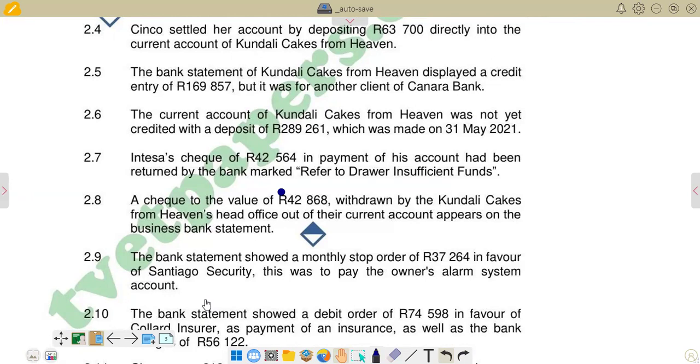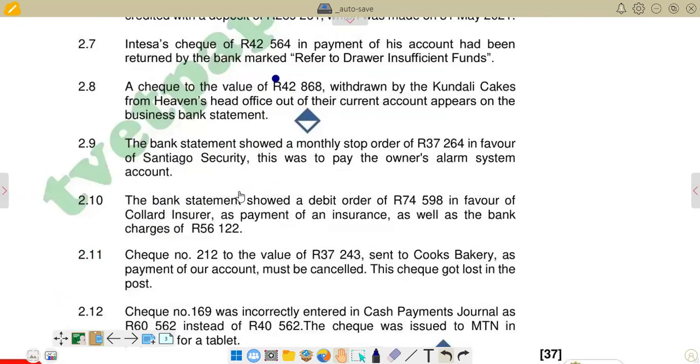Then we go to the next one, which is 2.10. The bank statements showed a debit order of 74,598 in favor of Pollard Insurance as payment of insurance, as well as the bank charges of 56,122. It means this is appearing on the bank statement, so it's not going to affect the bank reconciliation. So what is going to be entered in the bank reconciliation is what affects the bank statement. So in this case, this one is affecting only the journal. So you leave it. We're going to go to 2.11, check number 212 to the value of 37,243 sent to Cook's Bakery as payment of account must be cancelled.